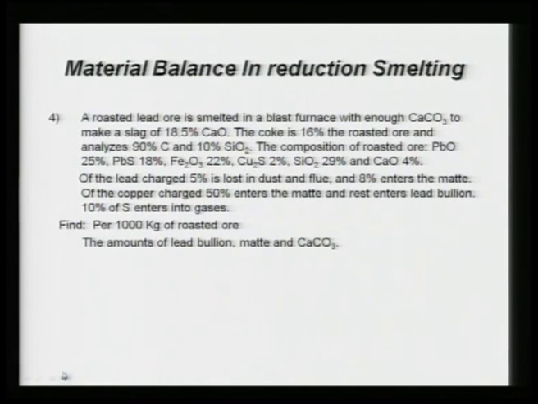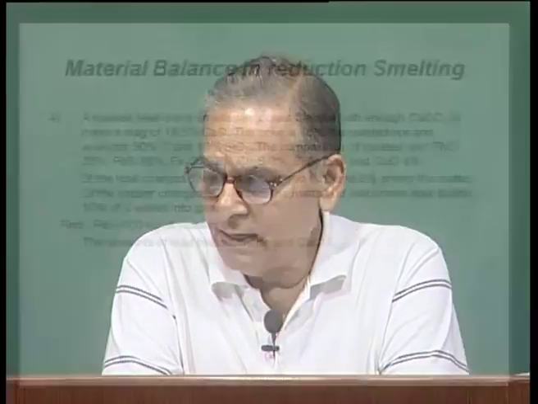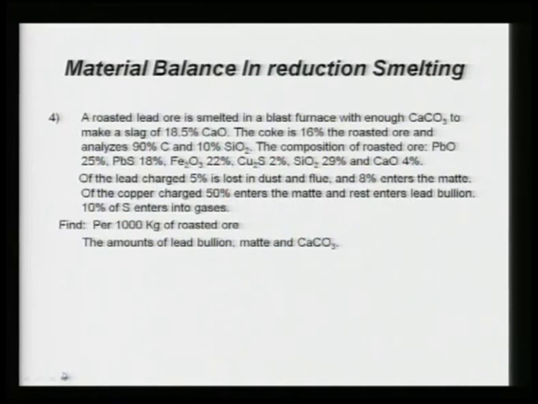Coke is 16% of the roasted ore and analyzes 90% carbon and 10% SiO2. The composition of roasted ore is given. Of the lead charge, 5% is lost in dust and flue. Now, you see in the earlier problem, we said no loss. Now, some losses are also there. So, this problem illustrates that, and 8% enters into the mat.